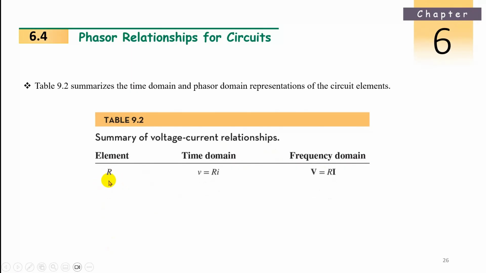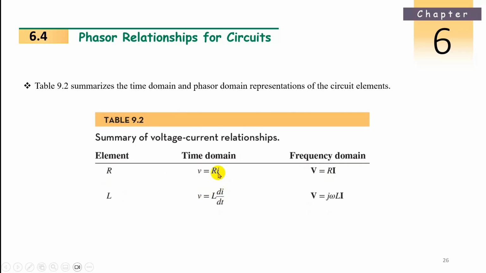First one, resistance as per the Ohm's law only. V is equal to IR, that is RI. And here in frequency domain, V is equal to RI, where V is nothing but Vm at an angle phi. What is I? Im at an angle phi. That is the phasor.